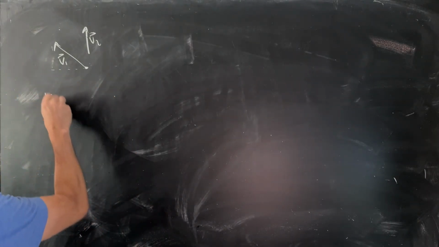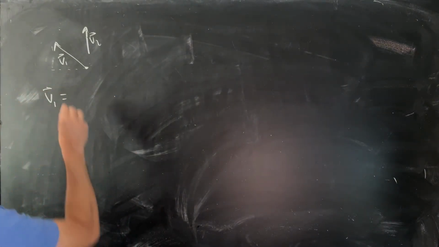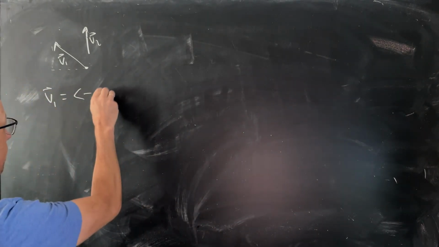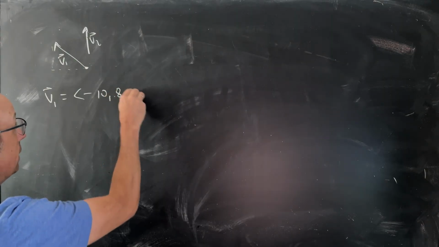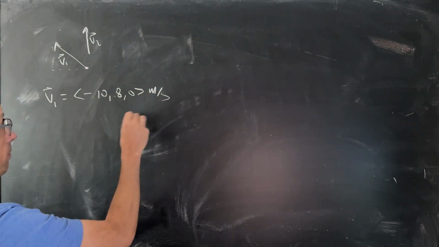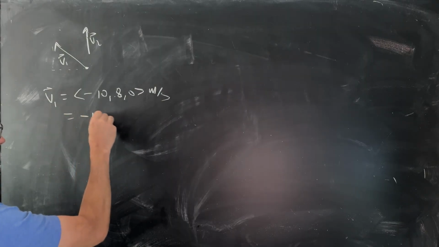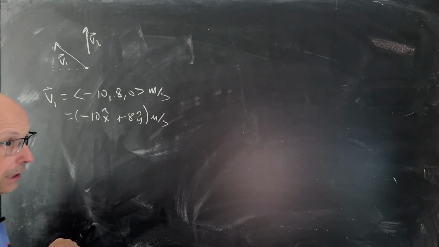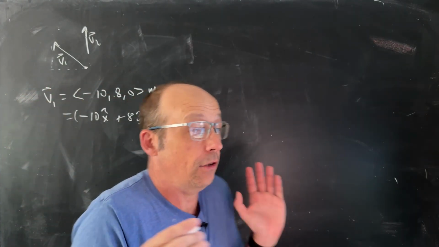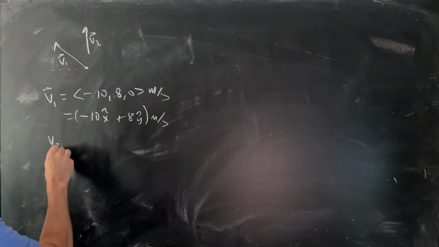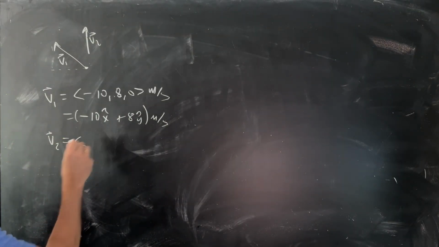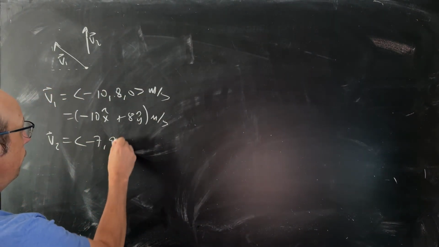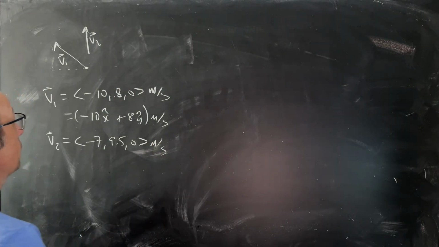Let's write them down. v1 is the vector. I'm going to write them two different ways. This is the way I really like to write it: negative 10, 8, 0. There is a z component, and it does have units, meters per second. I could also write that as negative 10 x hat plus 8 y hat, and I'm going to put parentheses there for meters per second. They're fine. If you want to use i hat, j hat, k hat, that's fine too. I like that way because it's more compact. v2 is going to be equal to, I've already forgotten what it was, negative 7, 9.50 meters per second.